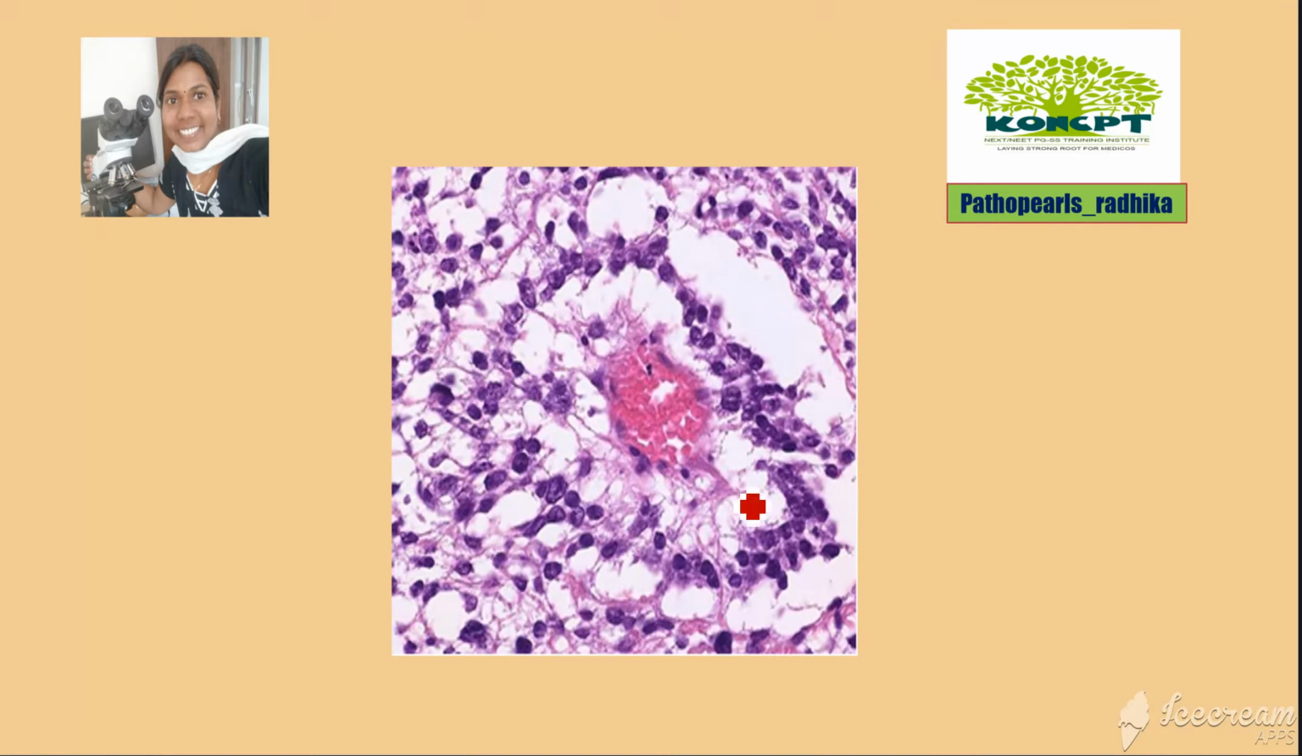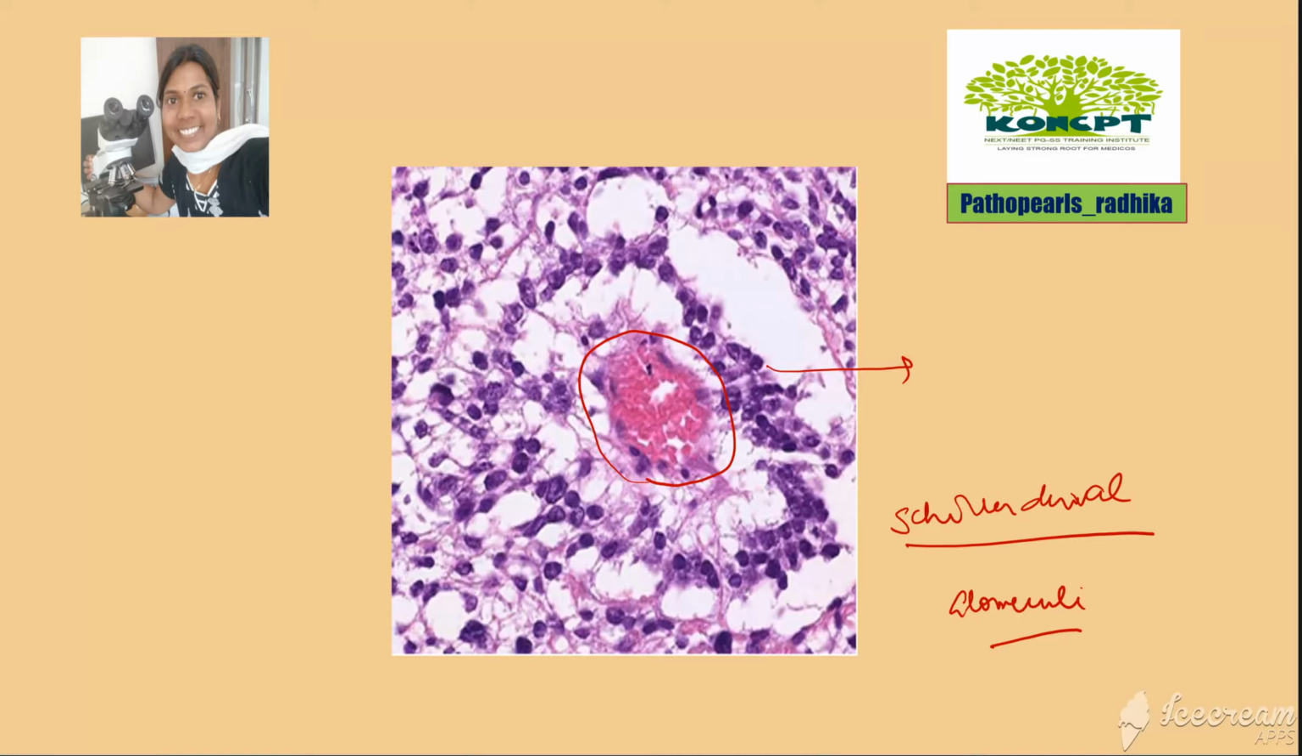So what is shown here? In the center you can see a blood vessel which is containing RBC and which is surrounded by 2 layers of cells. Does it resemble anything else? So this is called Schiller-Duval bodies. Schiller-Duval body is nothing but a central mesodermal capillary surrounded by 2 layers of cells. So this resembles a glomerulus, the glomeruli of a kidney.